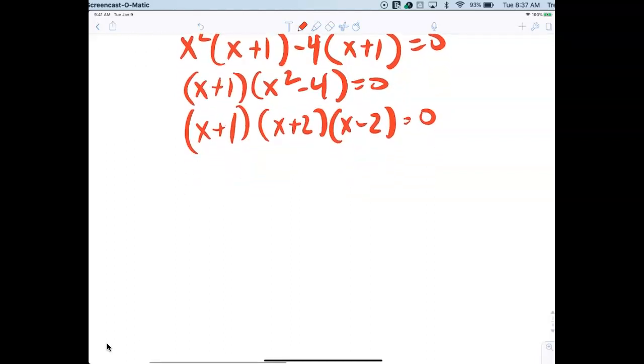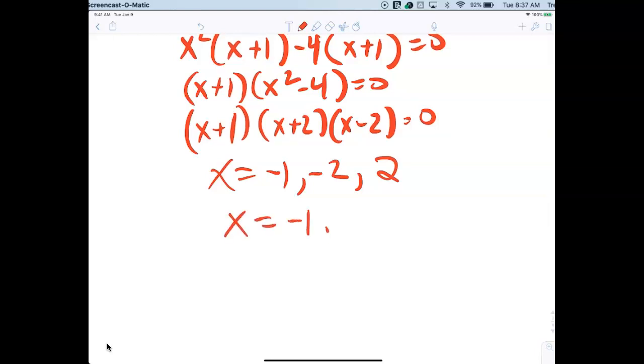And so now, x is equal to what? Negative 1 or negative 2 or positive 2. So here's how mathematicians write it. Watch. X equals negative 1 or plus or minus 2. Fancy. You should understand that. Plus or minus 2, that way you don't have to repeat the numbers. That's not hard.